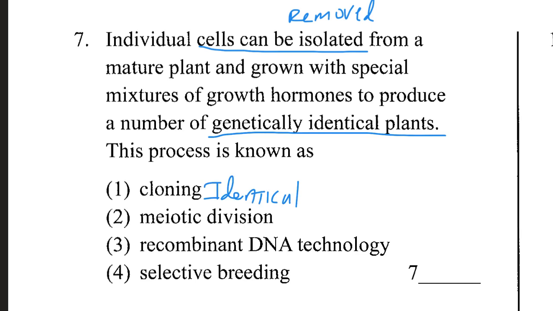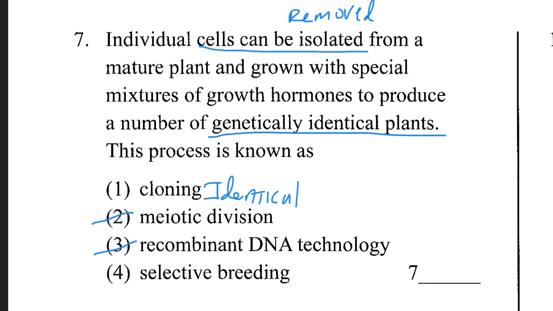I know that cloning produces identical offspring, but again, I'm going to look at all of the options because there may be a better option in the list. Option 2, meiotic cell division. I know that creates gametes that have half of the DNA of a normal cell, so that's not going to be my option. Option 3, recombinant DNA technology. Recombining DNA will create a unique individual and not an identical copy, so that is going to be incorrect.